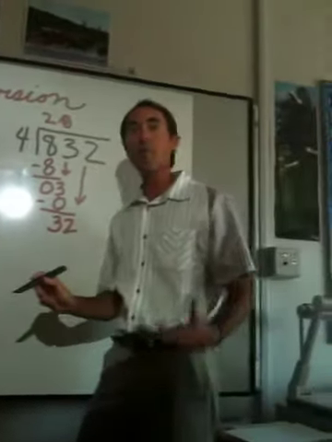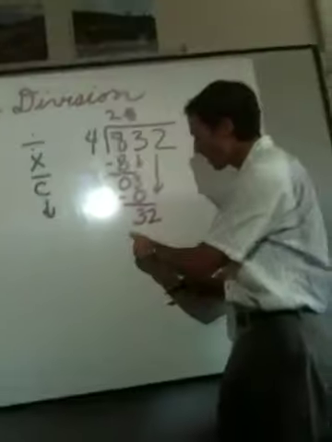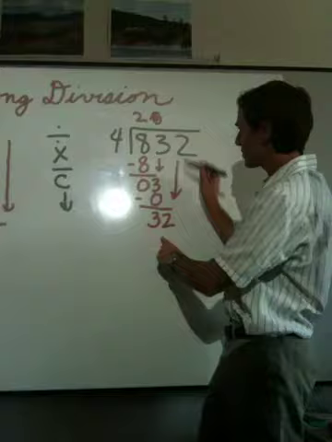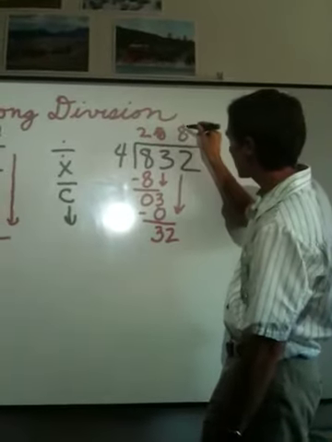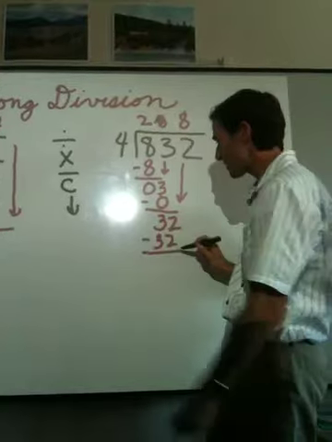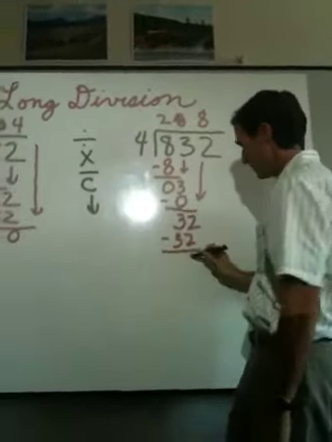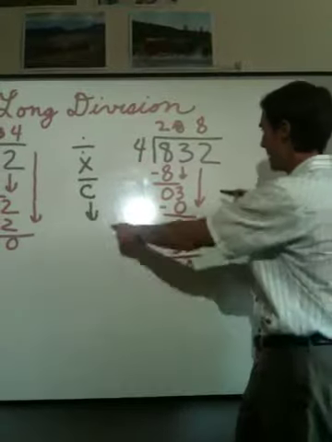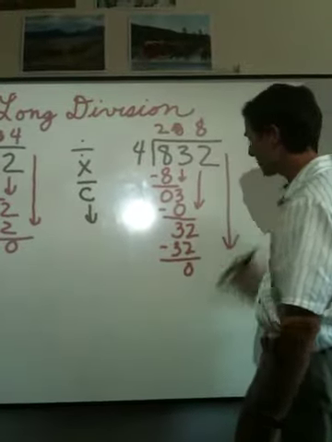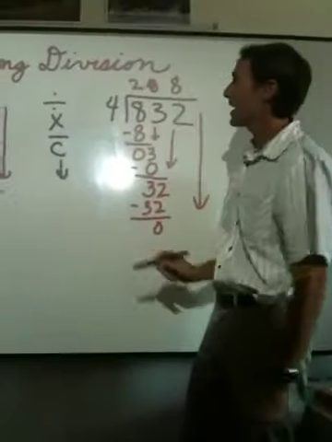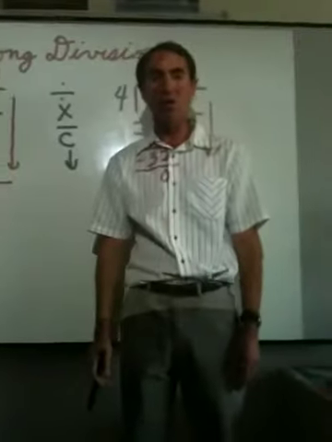I got a new number. What's my number? 32. Now we're good to go. 4 goes into 32 8 times. 8 times 4 is 32. Subtract. Compare. 0 is smaller than 4. Bring down. There are no more numbers left to bring down. So the answer, the quotient, is 208. So there's our first lesson on long division.